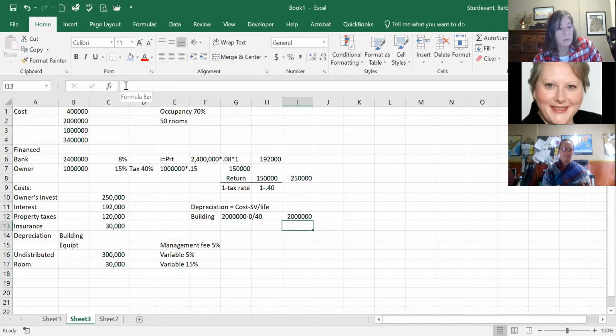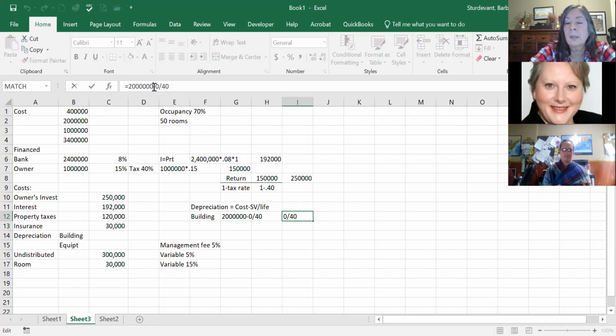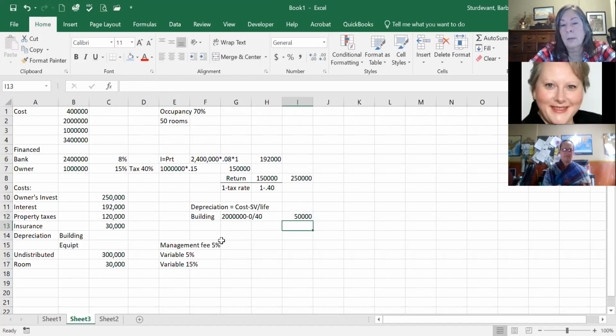So there would be $200,000. That didn't come out right. Let's take that out. There, that looks a little better. Okay. So depreciation for the building is going to be $50,000. Everybody okay with that?